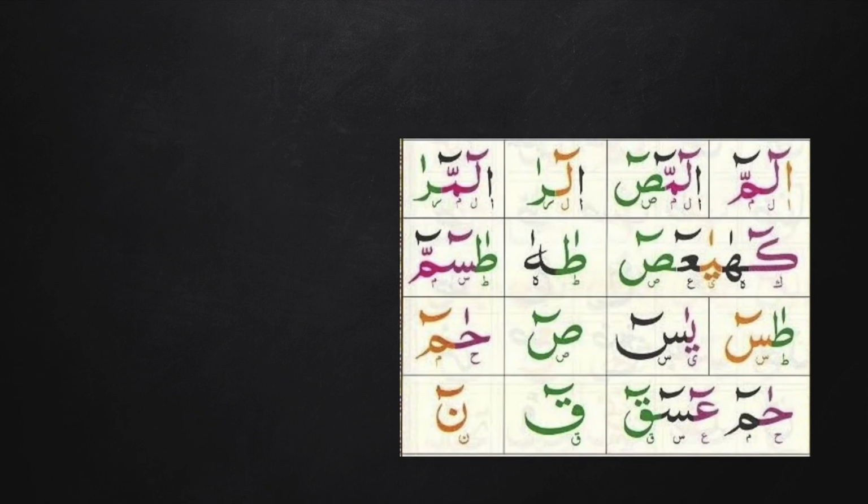And here are all of the huruf muqatta'at. We have alif, lam, mim, alif, lam, mim, sad, alif, lam, ra, alif, lam, mim, ra, kaf, ha, ya, ayn, sad, ta, ha, ta, sin, mim, ta, sin, yasin, sad, hamim, hamim, ayn, sin, qaf, qaf, and noon.